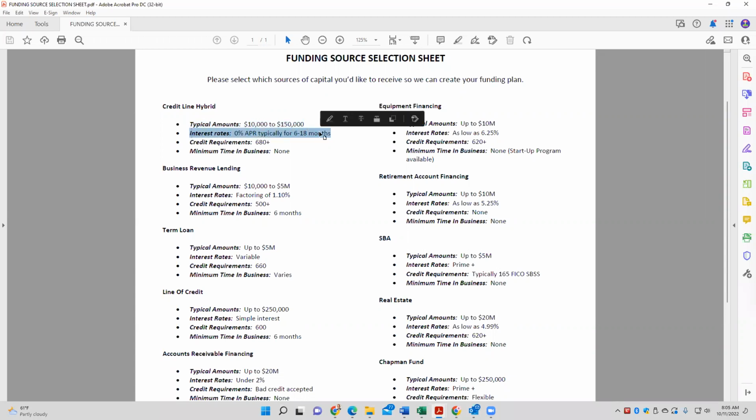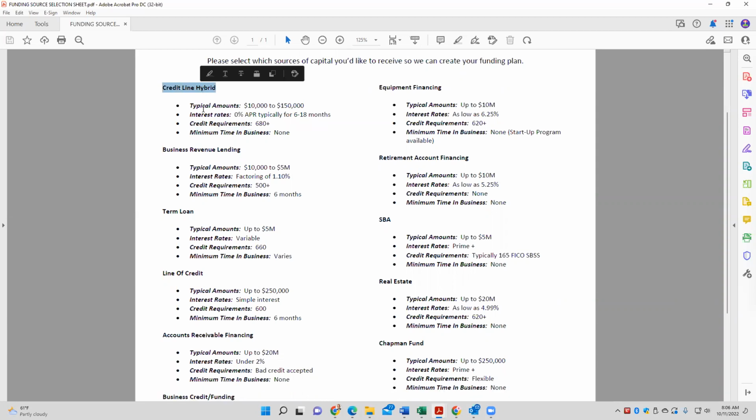And the nice thing about credit line hybrid is it's typically a 0% interest rate initially. They'll want to know, well, what are the credit requirements? And for credit line hybrid, it has a higher threshold of credit requirements than many of the others. And it does require a 680 plus. And then lastly, many of them will want to know, well, how long do I have to be in business to qualify for this? And there is no minimum time in business. So the credit line hybrid is a nice one.